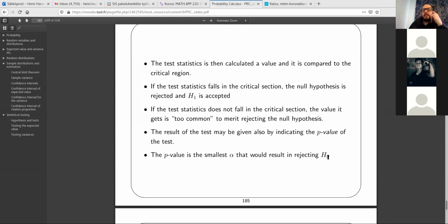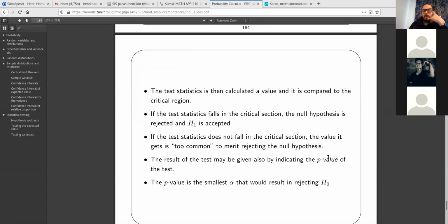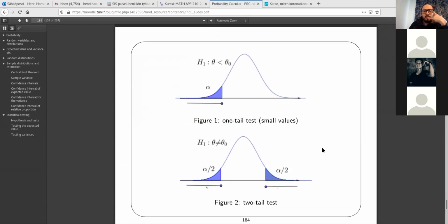The result may be indicated by giving a p-value of the test. The p-value is the smallest alpha that would result in rejection. So let me just explain. I'll just draw a picture here. Let's say that I get this value here. Then the p-value is the probability that remains in the tail to the left of this value. That's the p-value. And if the p-value is very small, then very little probability remains on the left-hand side of this value. So the p-value is the smallest alpha that would result in rejecting the null hypothesis.